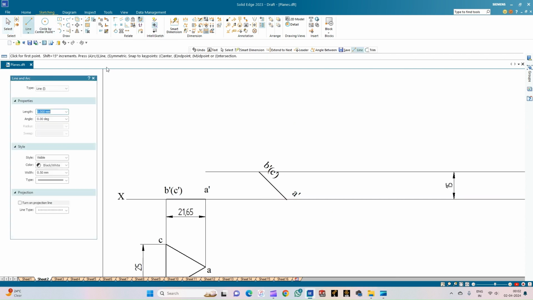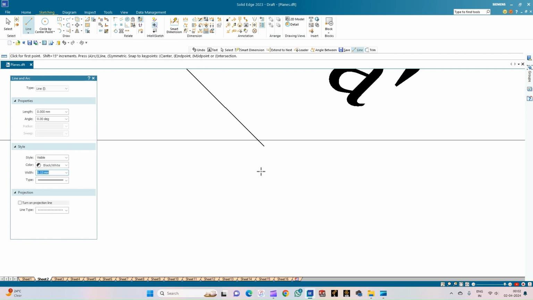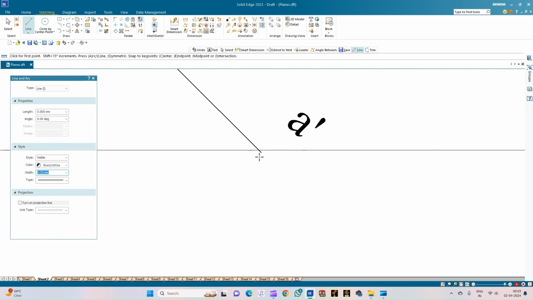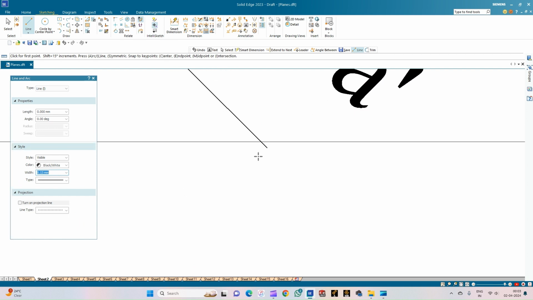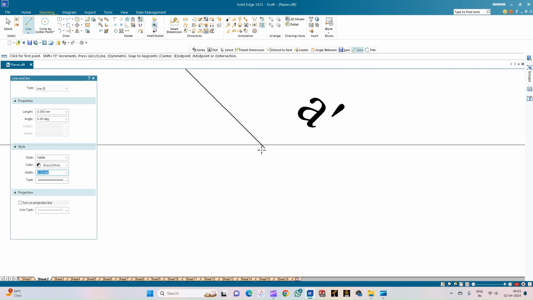Now we will take the line option and draw the vertical projector downwards. You have to use your zoom in and zoom out options generously to check if it is exactly on the XY line. You can see that this point is not exactly on the XY line.